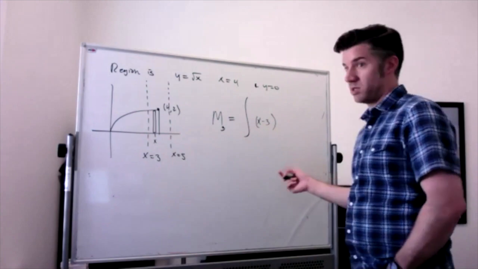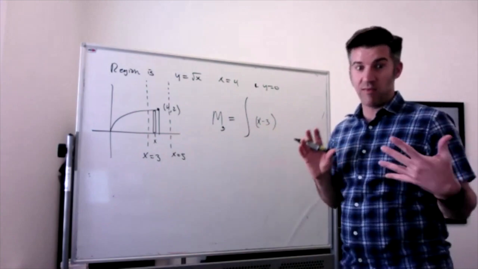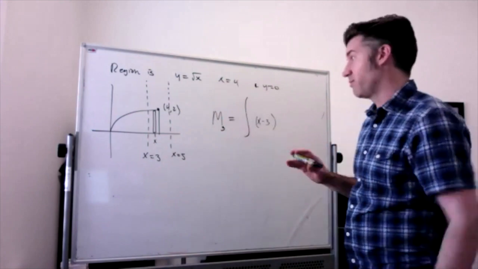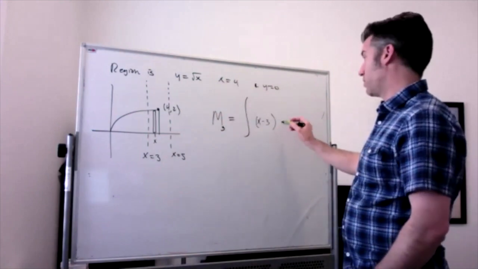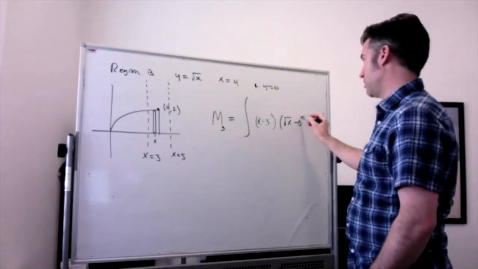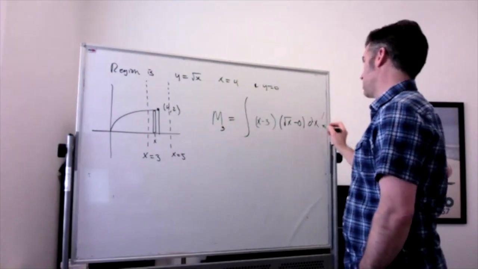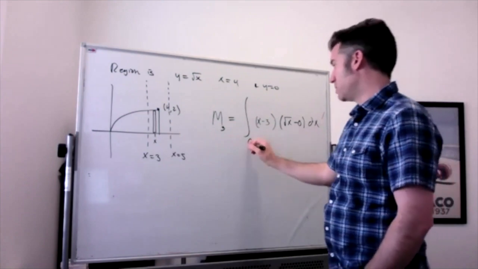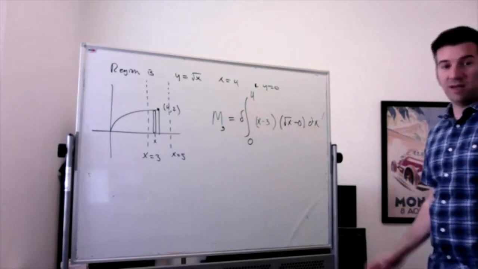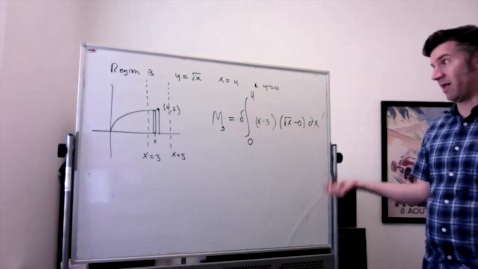And right, if your stuff is to the left, your lever arm gets counted as negative, which is fine. And then it's going to be the top minus the bottom. So it's going to be root x minus 0 dx, from 0 to 4, there's my density out there. So that's the moment around the line x equals 3.